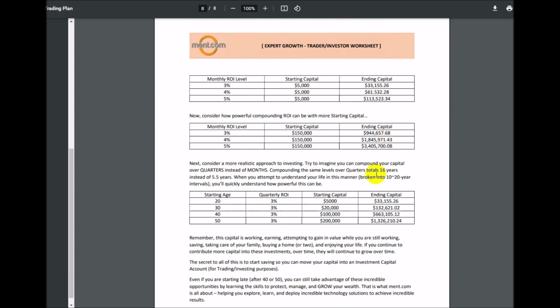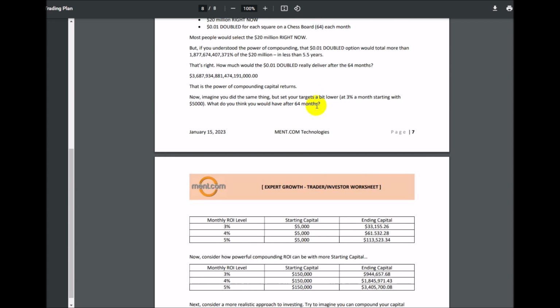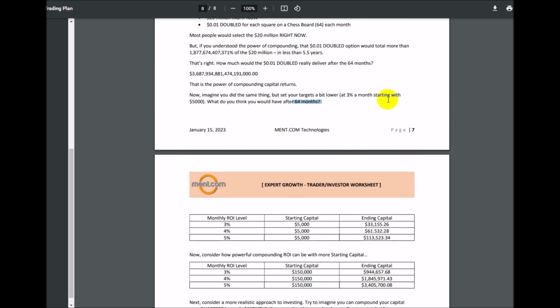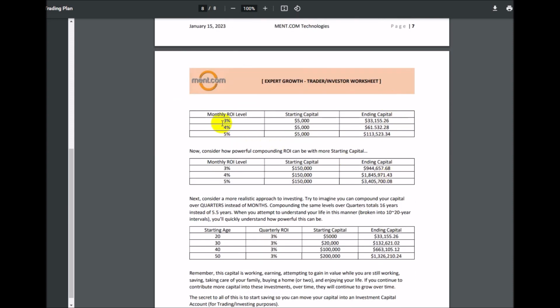So for example, if you can get over a period of time, okay, this is from 64 months. How much do you think you'd have after 64 months? Now think about that. That's 5 years, about. If you could do 3% a month on average over 5 years, $5,000 turns into $33,000. If you can do 3% a month on average with $150,000 over 5 years, that turns into $1 million.